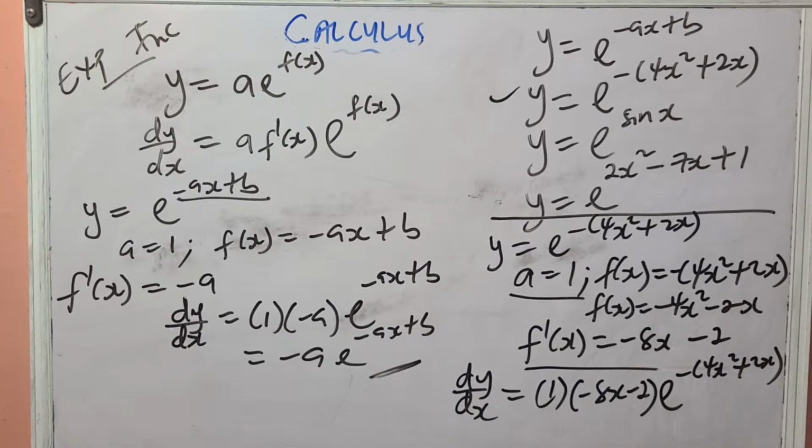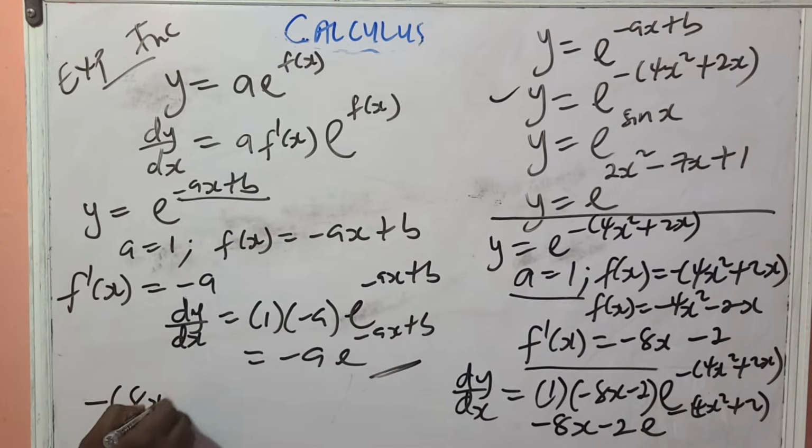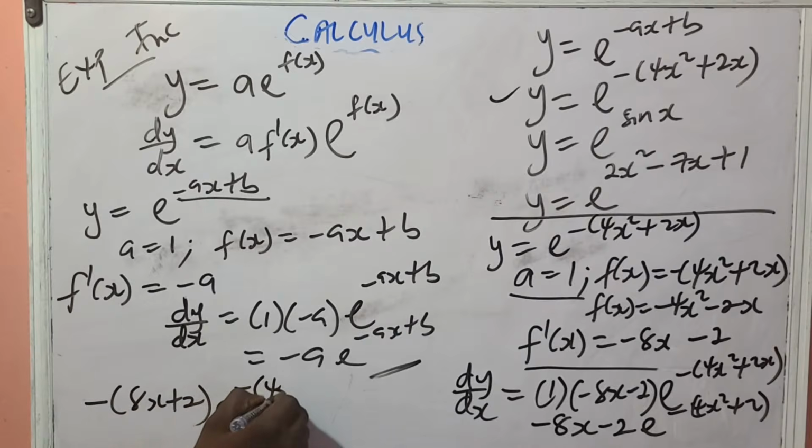All right. So if you want to, you can decide to factorize the minus out. All these are just format. This is the correct answer. I can write it as minus 8x minus 2 times e raised to power minus 4x squared plus 2x. Don't forget to use your bracket too. That's the answer if you want to leave it that way, or you can decide to write it as minus 8x plus 2 and e raised to power minus 4x squared plus 2x. How many of you got this answer?